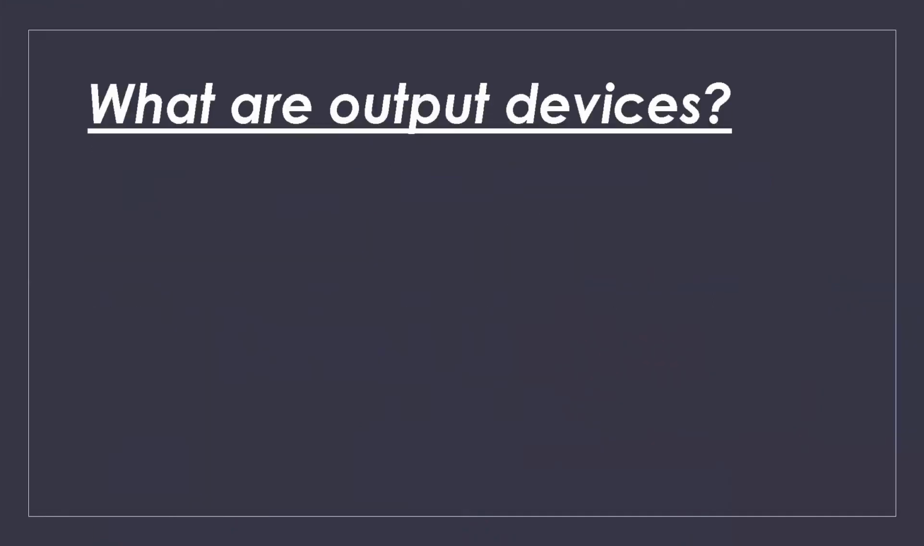What are output devices? We have already seen what output devices are. Output devices are the devices which are used to display the output. Say for example, you have typed something. What will happen? The computer will process it, and after processing, it is going to display the output. Where is it going to display the output? On the computer screen. So here the computer screen is an output device.